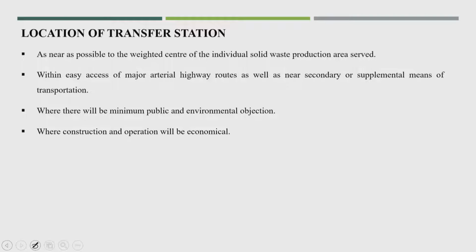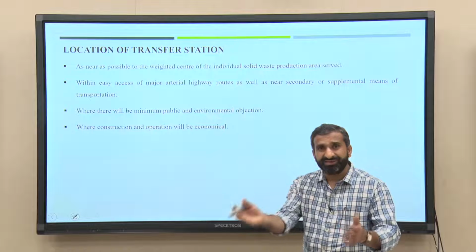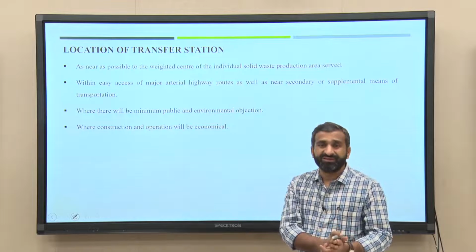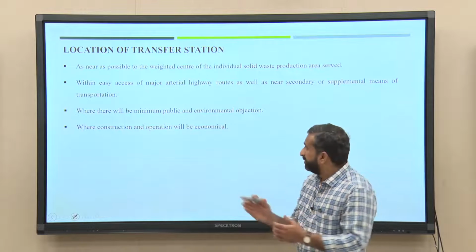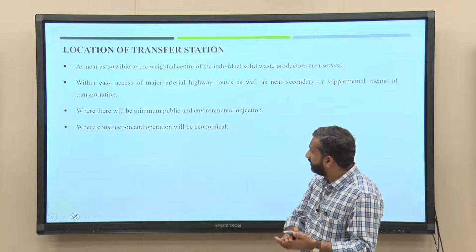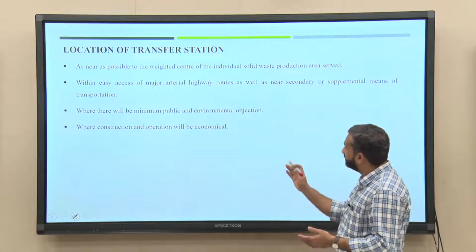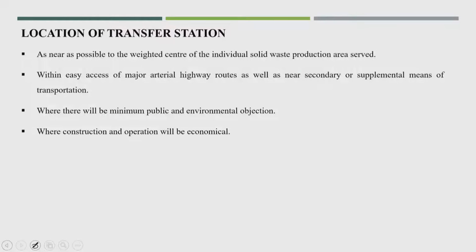This has to be seen because your primary collection should not be very costly, it should also be economical. So, to make it economical, you have to find the transfer station location as near as possible to the waste generation area. That was one point, and this should also be easily accessible to the highway routes.